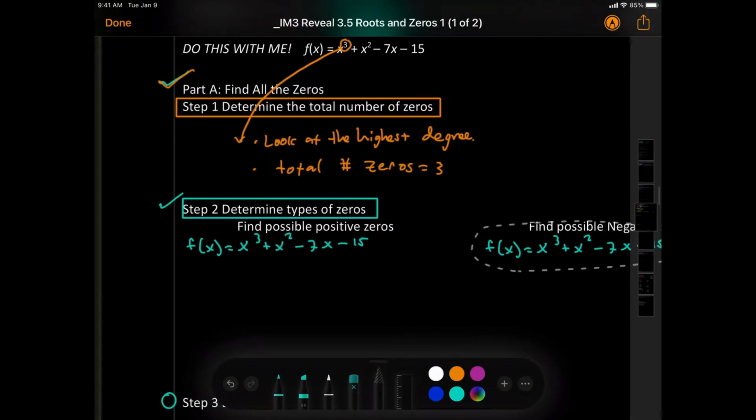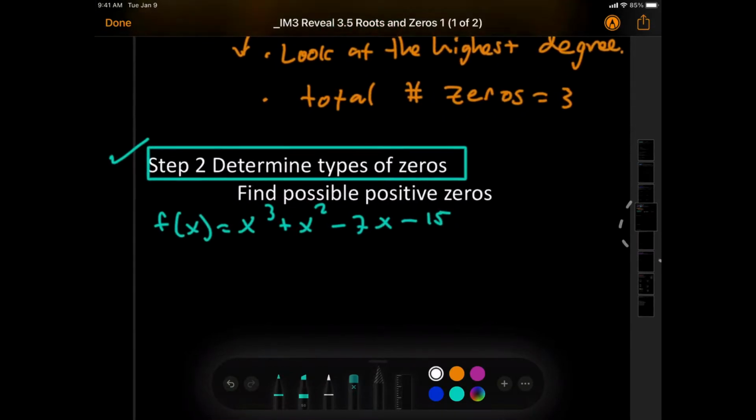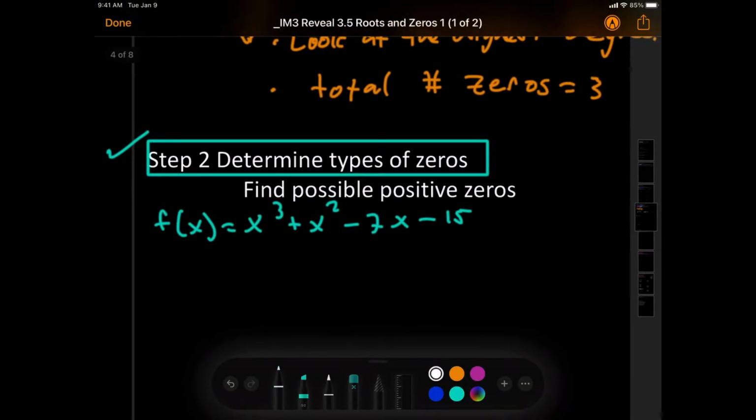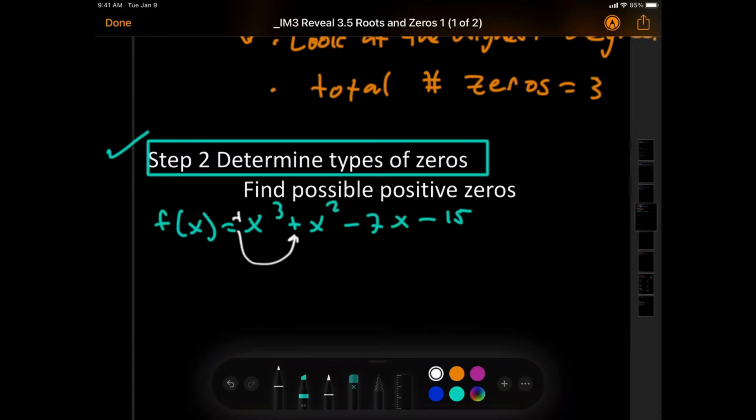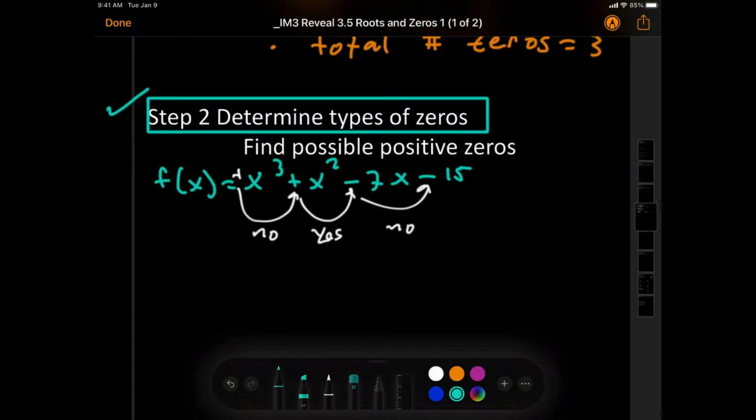Let's figure out the positives. All we have to do here is just look at the number of changes. So this is a plus, so that's a change? No. There's a change here, so that's yes. And this one is no. So that means there is only 1 positive real zero.